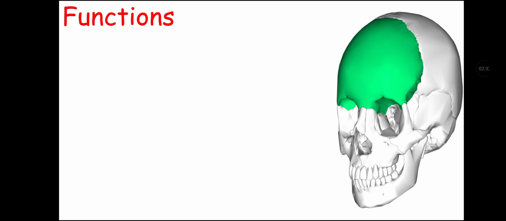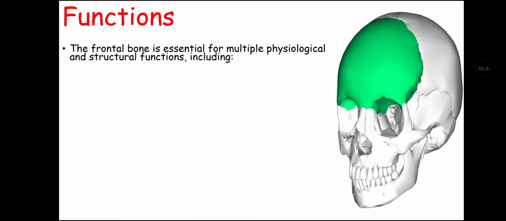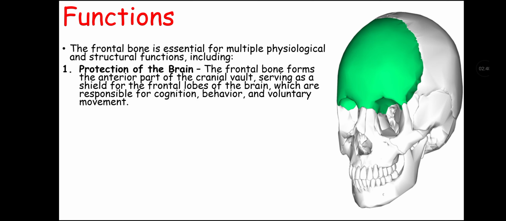Now let's talk about the functions of frontal bone. The frontal bone is essential for multiple physiological and structural functions, including protection of the brain. The frontal bone forms the anterior part of the cranial vault, serving as a shield for frontal lobes of the brain, which are responsible for cognition, behavior, and voluntary movements.